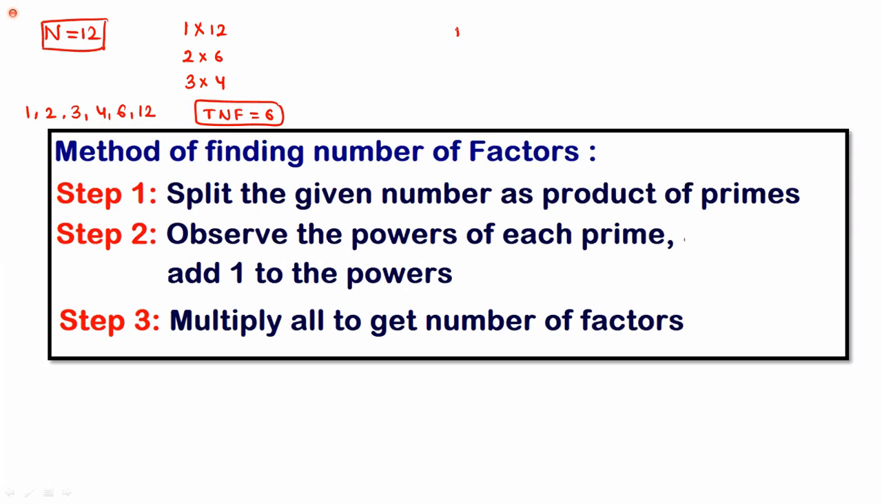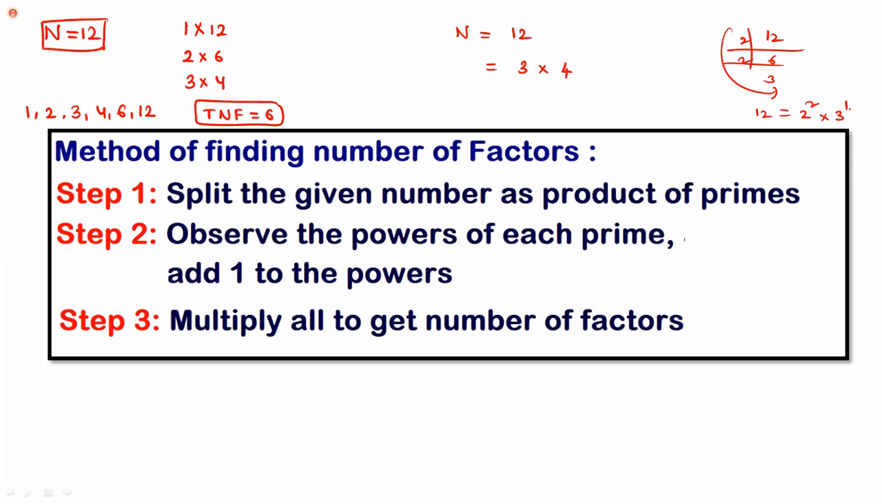The same thing if you want to do in the other way, we can write 12 as 3 into 4. But 4 is not a prime number. So this is what splitting is. Splitting 4 into 2 into 2, so 12 is 2 into 2 into 3. So we write the given number as a product of primes. All of you know what prime numbers are, right?